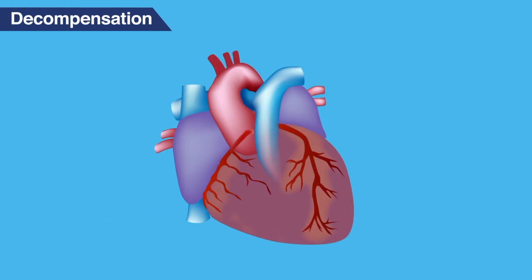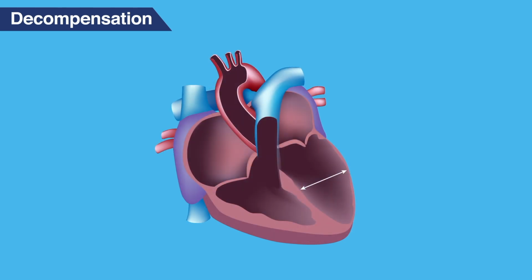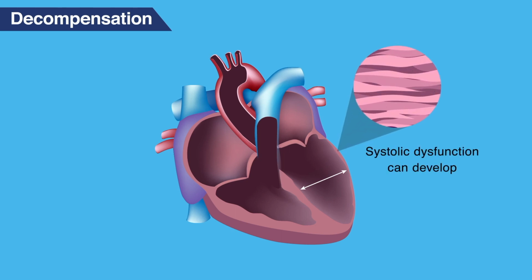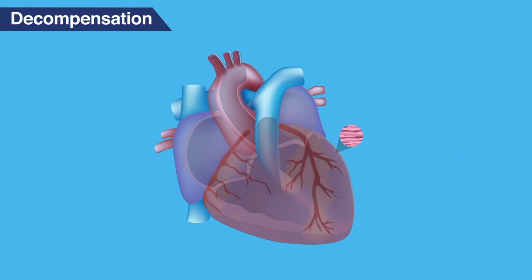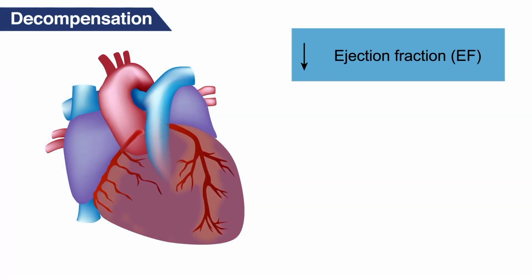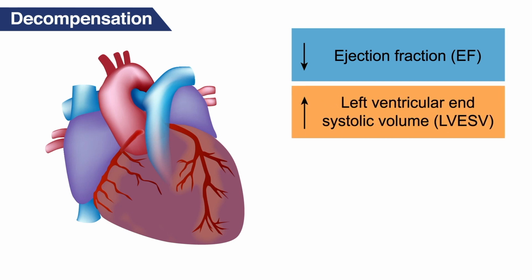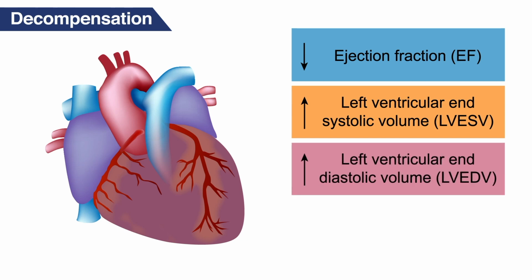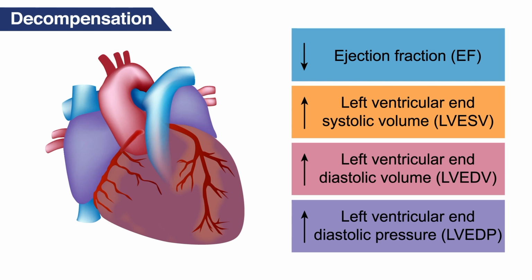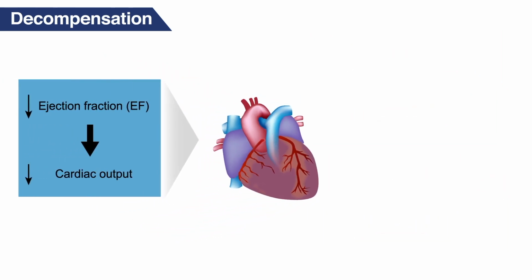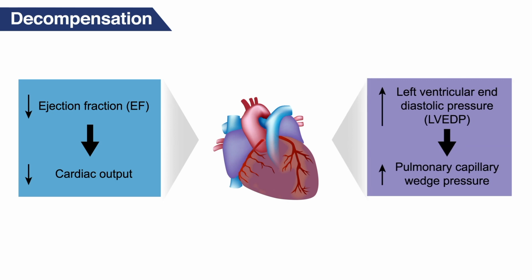However, decompensation may eventually develop, which can ultimately lead to heart failure. The increased left ventricular diameter increases wall tension, which can eventually cause myocyte failure, and systolic dysfunction can develop as a result. The systolic dysfunction is characterized by a decreased ejection fraction and increased left ventricular end systolic volume. These changes are associated with further increases in left ventricular end diastolic volume and left ventricular end diastolic pressure. The decreased ejection fraction decreases cardiac output, and the increased left ventricular end diastolic pressure increases pulmonary capillary wedge pressure, and together these cause heart failure.